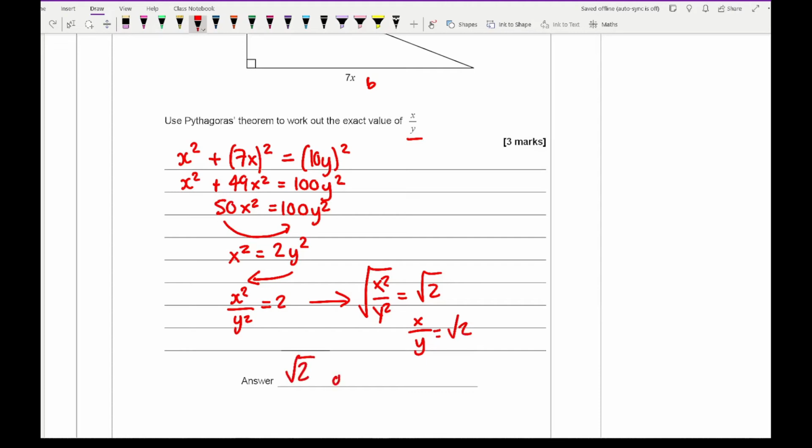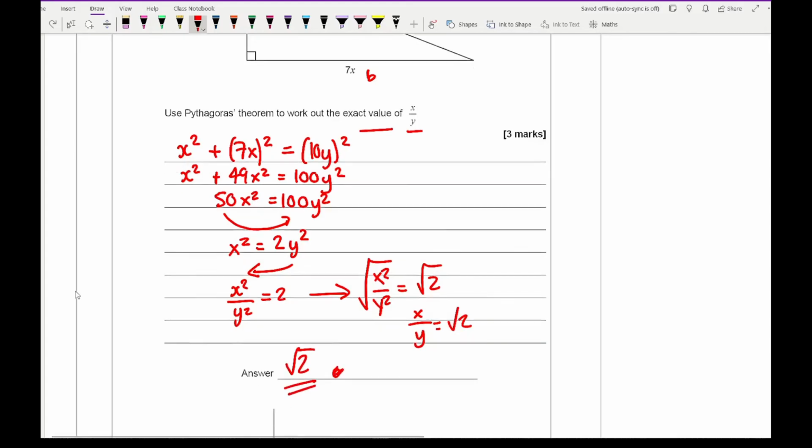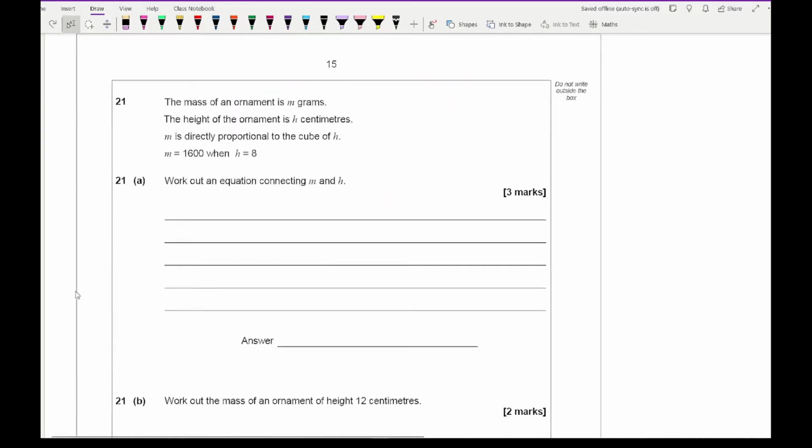Now it does say the exact value, so I'm going to leave it as root 2 and not as the decimal answer. If I did, I probably would lose the mark.